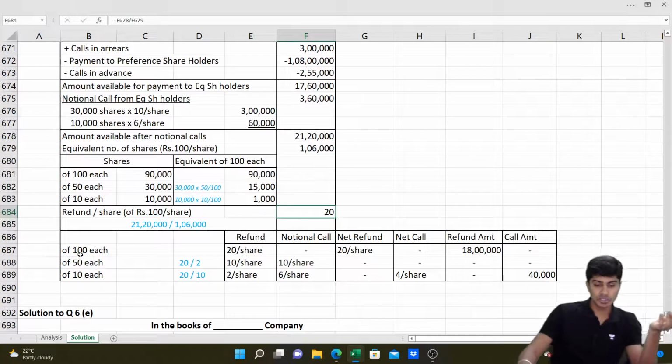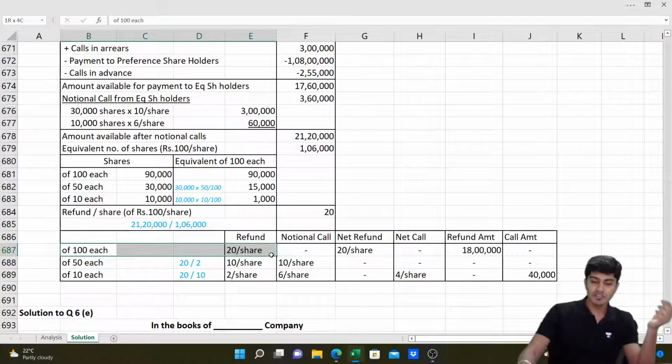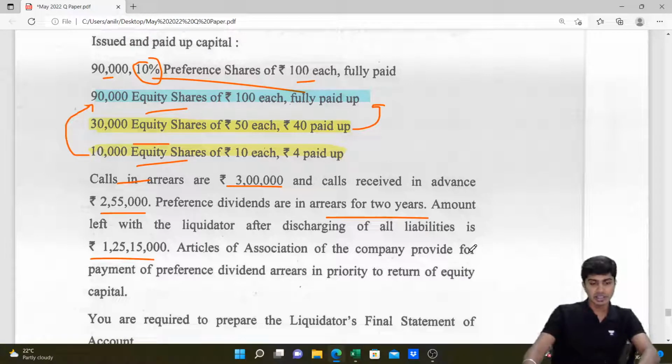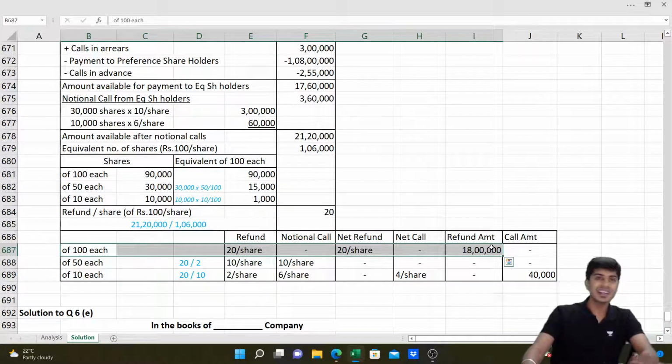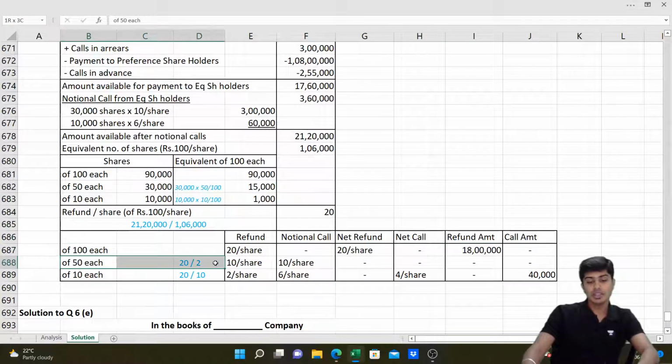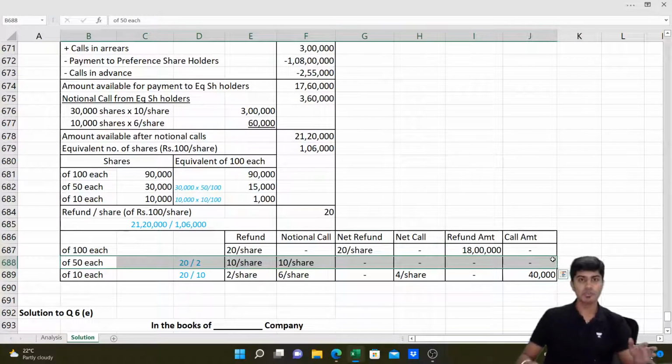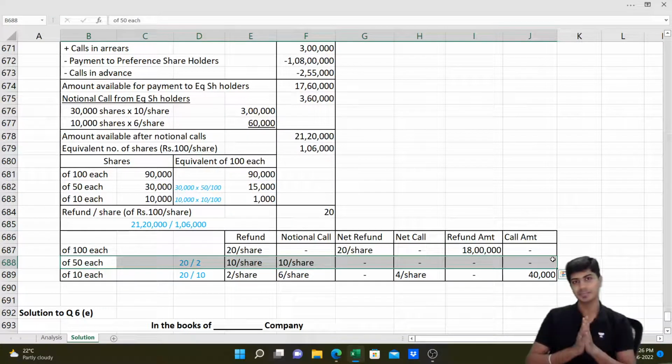So 100 rupees shareholder, no? Refund of 20 he will get. That is the money that he will get. 20 rupees per share into how many shares are there? 90,000 shares. 18 lakh. No problem. But shares of rupees 50 each, no? They pay notional call of rupees 10. They get refund of 10. So basically they don't have to pay anything, they don't have to receive anything. So from these shareholders of rupees 50 each, there is no collection, no payment.